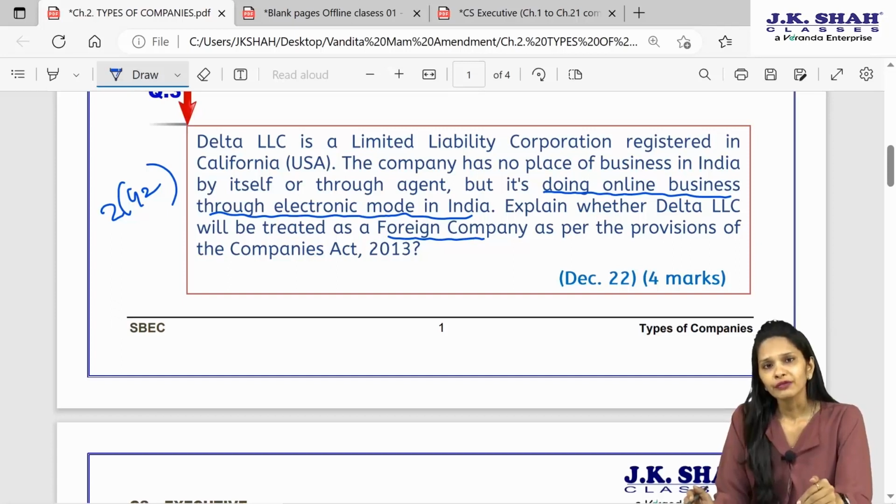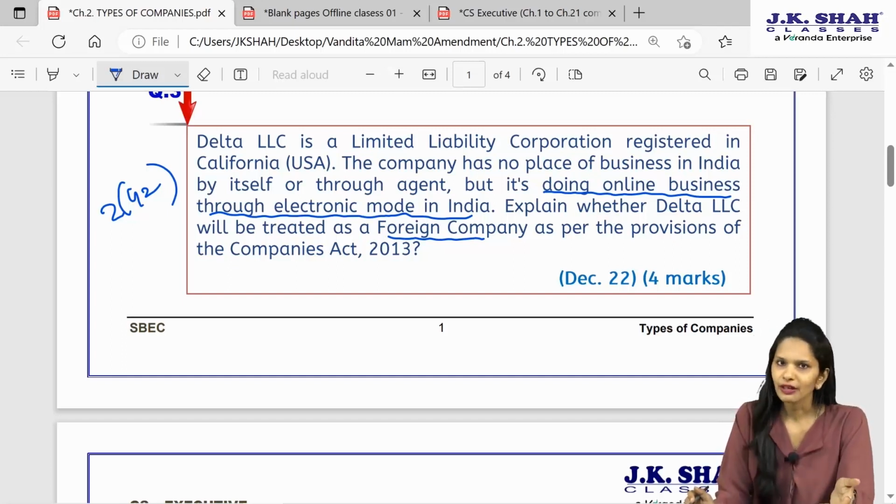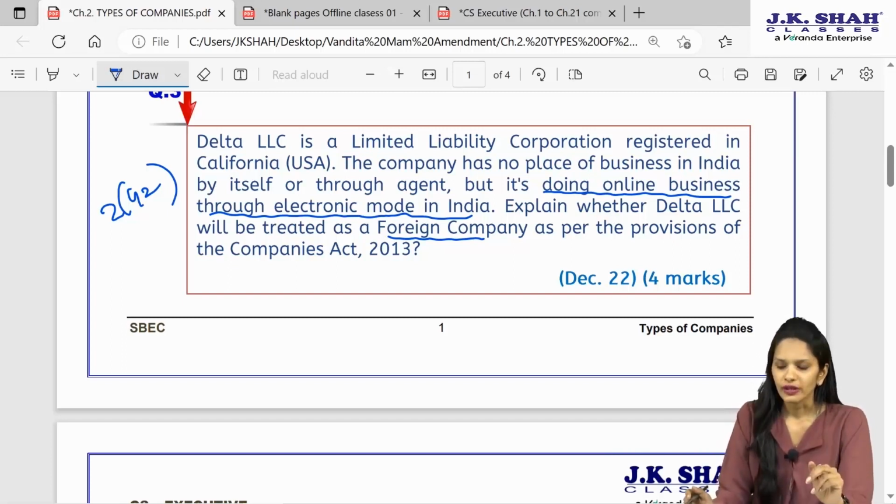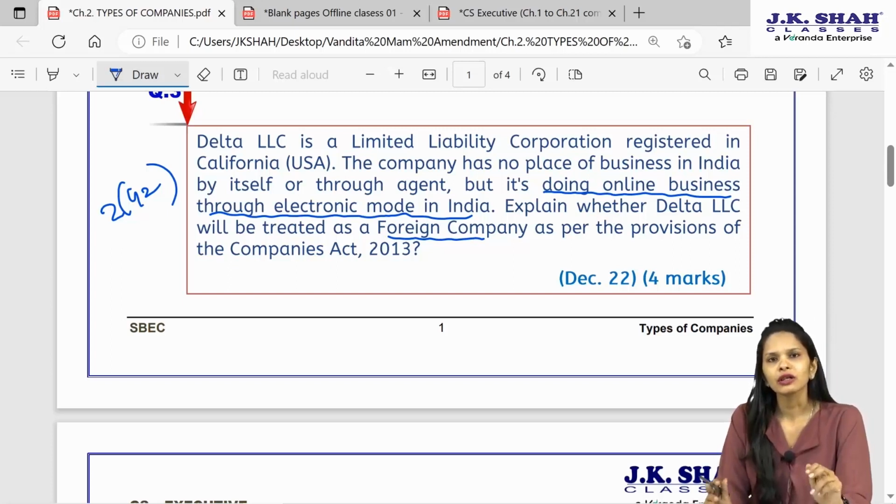Then you have to write the definition of foreign company in the provisions. After that, in arguments, you have to relate that provision to the given question as we related. And the last one is your conclusion. Now, how do you write the conclusion? Again, read what your question is. Explain whether Delta LLC will be treated as a foreign company as per provisions of Companies Act 2013 or not.